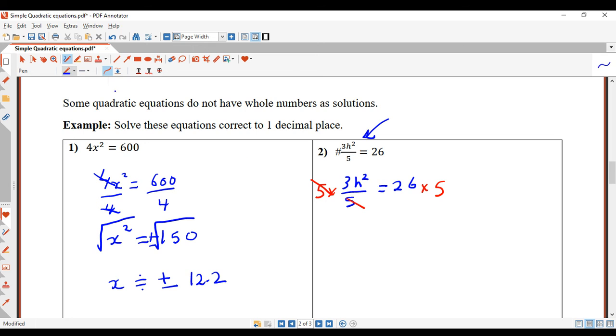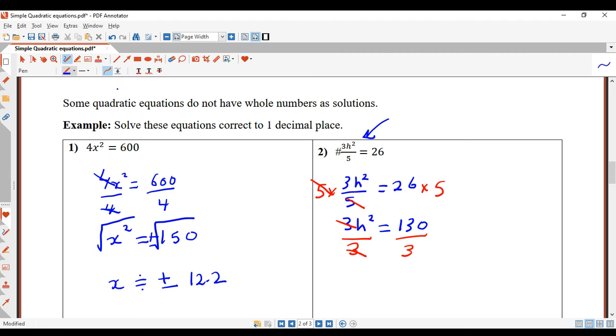Okay, now the next step will be 3h squared is equal to, now what's 26 times 5? That's 130. Right, so the next step there is to get rid of the 3 next to the h squared term. So divide by 3 both sides, divide by 3 both sides, cancel, cancel.